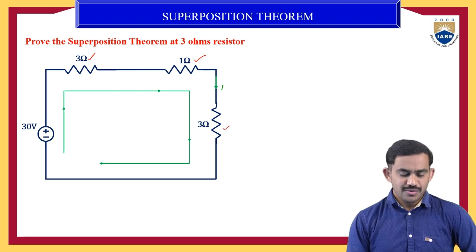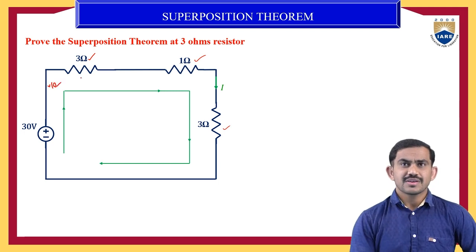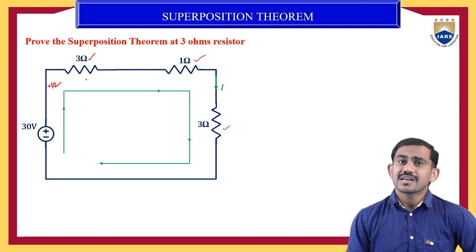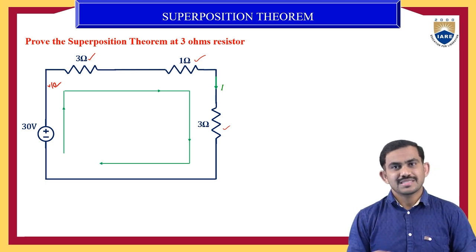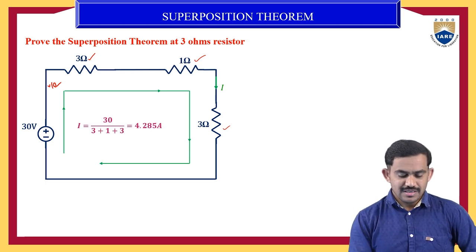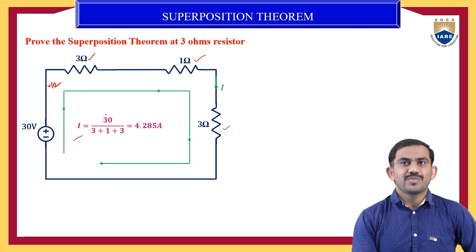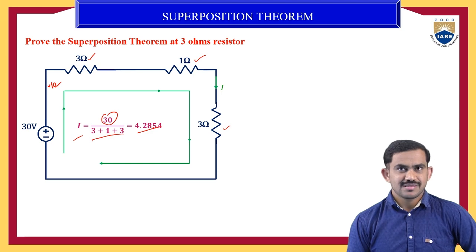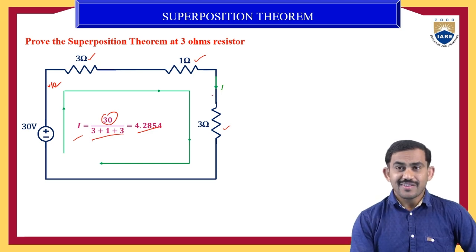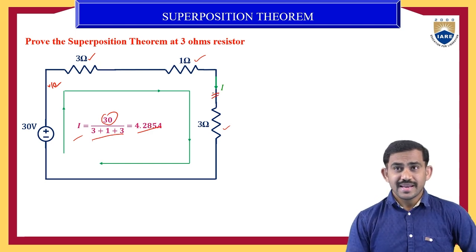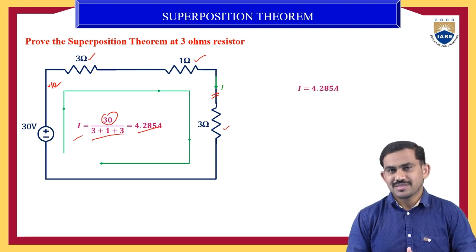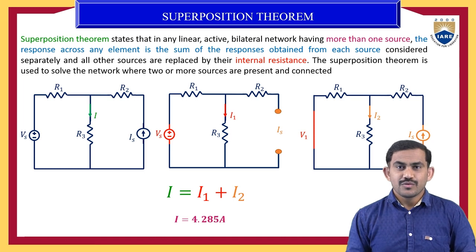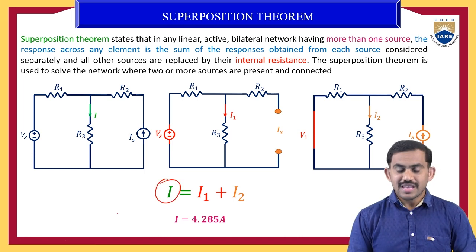So what is the current value now? V by R. What is the V value? 30 volts. And what about the R value? The resistors are 3, 1 and 3 in series, so 3 plus 1 plus 3. Voltage by resistance gives us 4.285 amps. Okay, so from the main circuit we find the I value, that is 4.285 amps. From this statement we completed the I value.